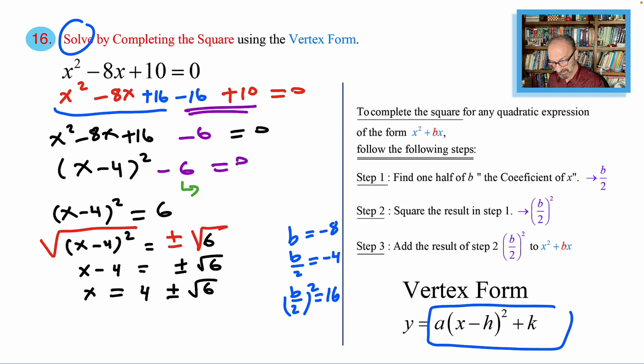If you want to write the answers as separate, we have the following. We have x1 equals 4 plus square root of 6, and we have x2 equals 4 minus square root of 6. And that should do it for number 16.